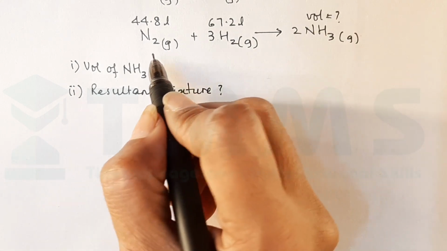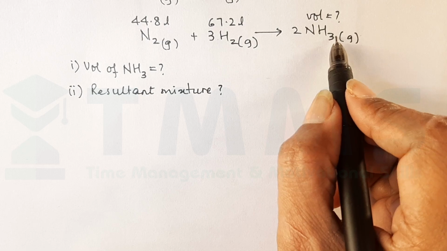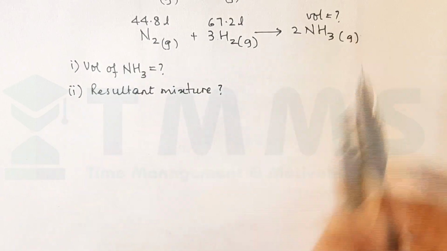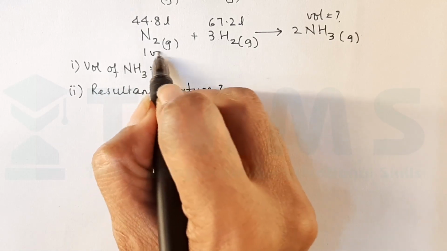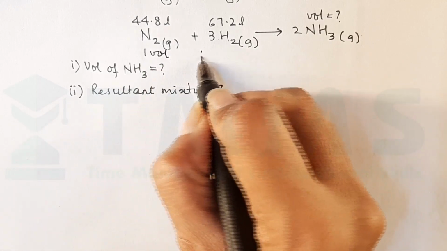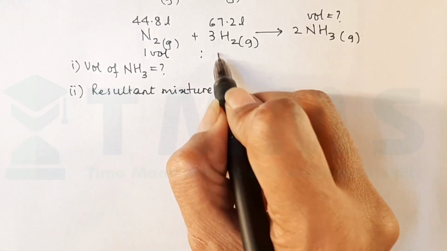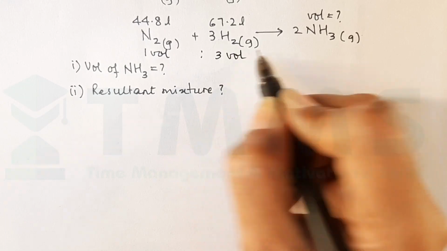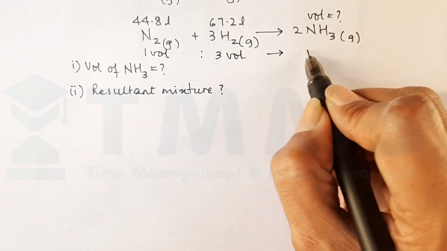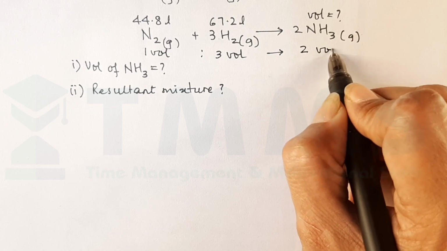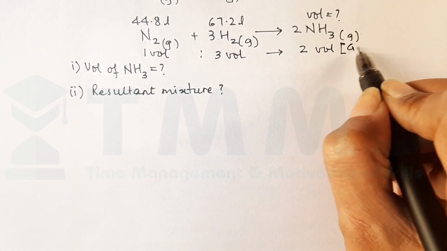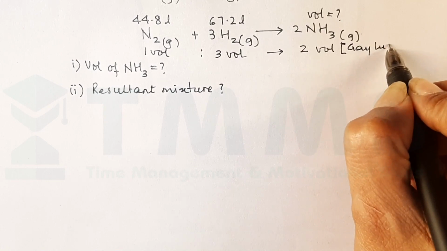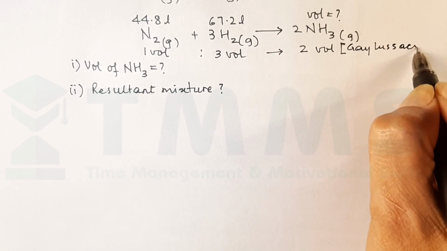Tip number 2 is to write, according to the equation, the ratio of the volumes. This is 1 molecule of nitrogen, so this becomes 1 volume, is to, this is 3 molecules, so that represents 3 volumes of H2, and that gives us 2 volumes of ammonia, as you can see, and this is by Gay-Lussac's law.